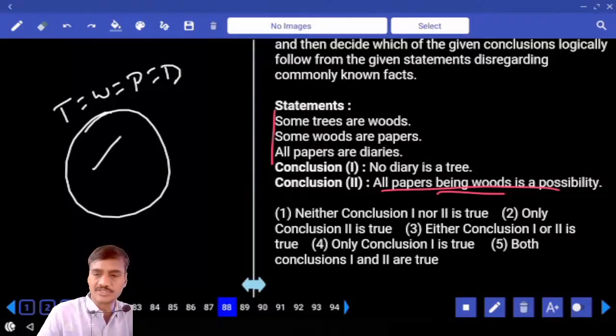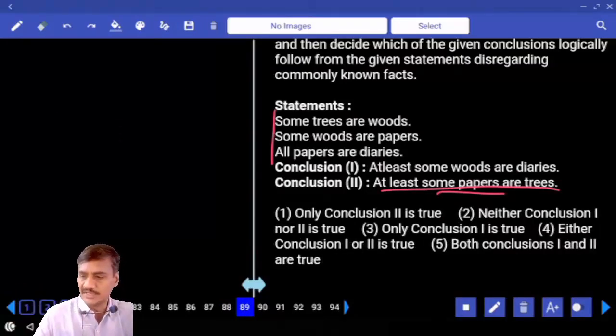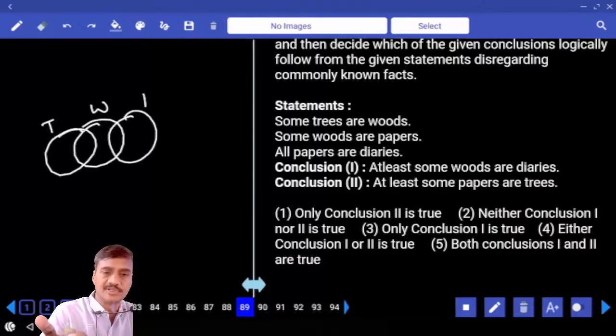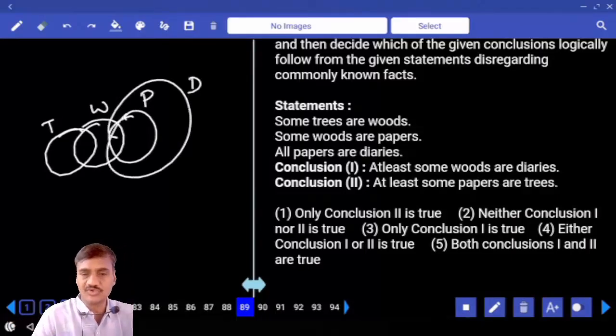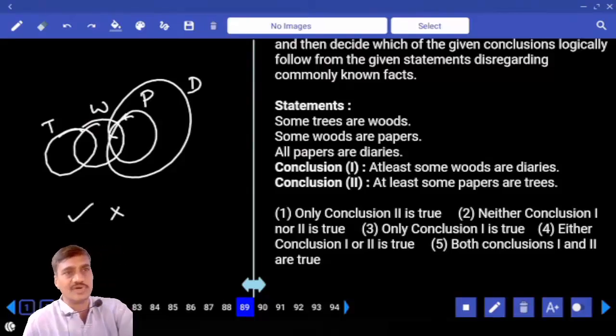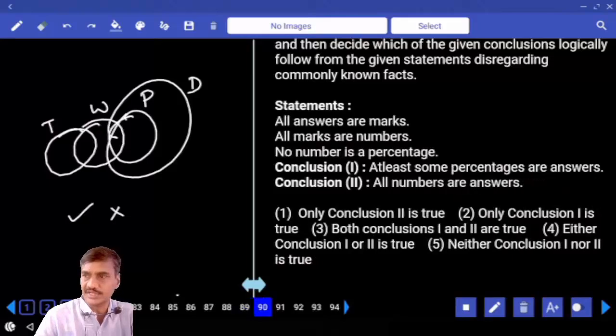Done? And so what is your answer? Only 2. 88. Then 89. Now in this 89, some of the trees are wood. Same question it seems. Some trees are wood and some wood are paper. And all these papers are what? All papers are diaries. And some woods are diaries, definitely true. And some papers are trees, no intersection between these two. That is false. And so what is your answer? Only one. Choice 3, 89.